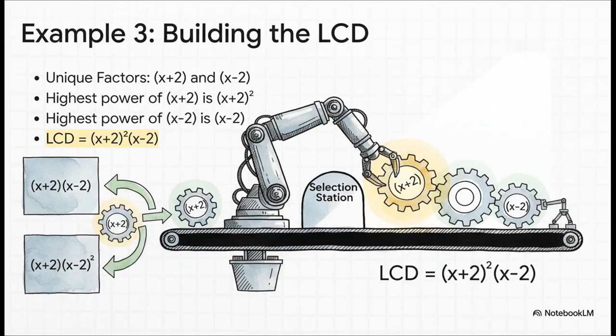Okay, now that we've unmasked the real factors, the rest is easy. Step 2, what are our unique building blocks? We have an x plus 2 and an x minus 2. Step 3, what's the highest power of each? Well, for the x minus 2, we only see it to the first power, but for the x plus 2, we see it once in the first one and squared in the second. So we have to take the highest power, x plus 2 squared. Step 4, multiply them together. Our LCD is x plus 2 squared times x minus 2, and we've done it.